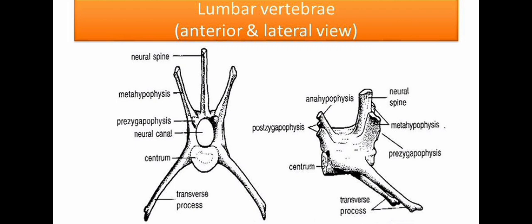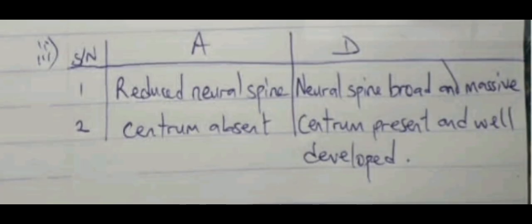All right, remember to know how to draw them and label. And if you're asked to differentiate between the atlas vertebra and the lumbar vertebra, you can say that the atlas vertebra has a reduced neural spine, while in the lumbar vertebra the neural spine is broad and massive.